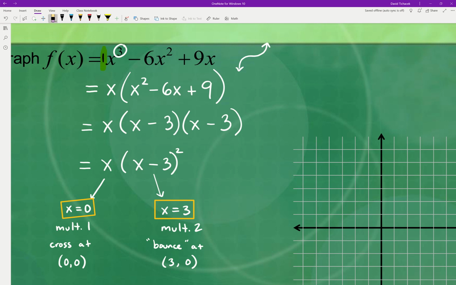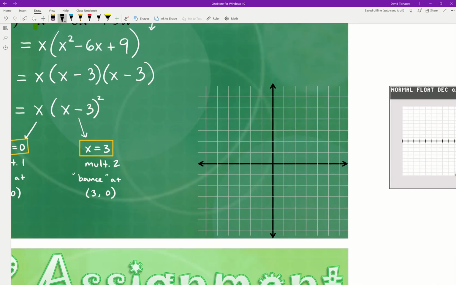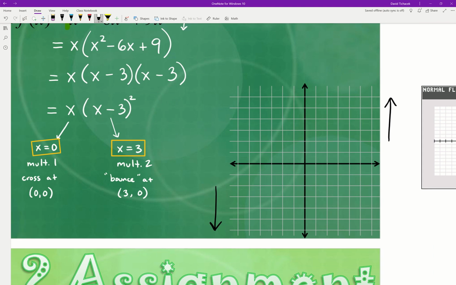So I'm just going to signify that on my graph over here, right? So I should have an end here that goes down. I should have an end here that goes up. So just kind of signifying that as I go through the rest of the problem. I'm now going to plot my x-intercepts here. So I'm going to have an x-intercept here at the origin, x is equal to 0, and then over here at x is equal to 3 as well.